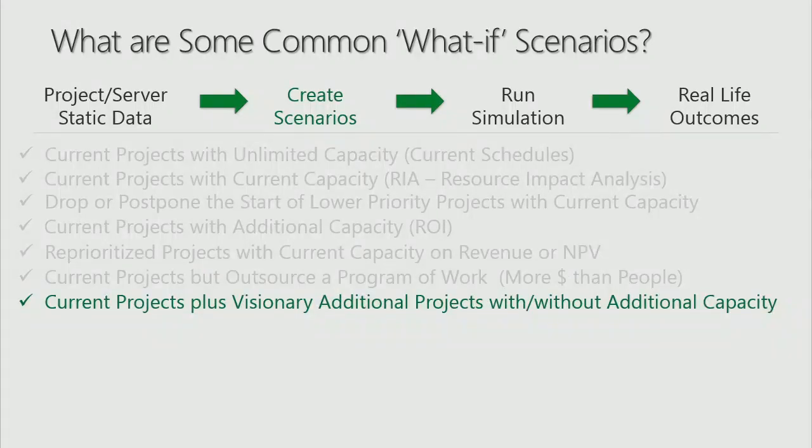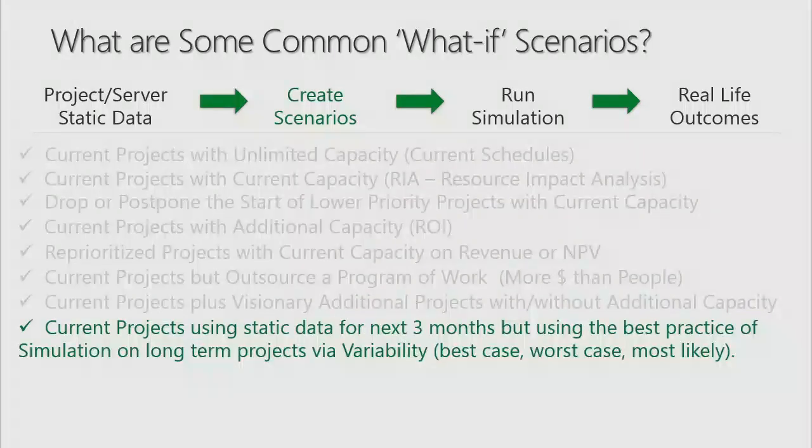This one is for project selection for ideation. Let's look at the projects we have now. And what if we add projects with or without adding additional capacity? Where might I have an opportunity to sneak in another project? 6 months into the future, a year into the future? Can I get another one in there? If I do squeeze one in, how is it going to impact my other projects? It's a very common scenario.